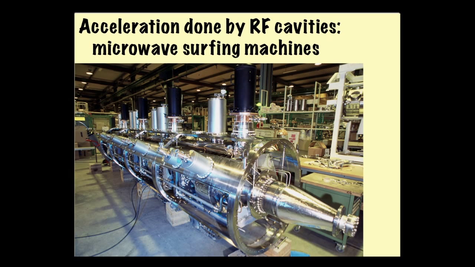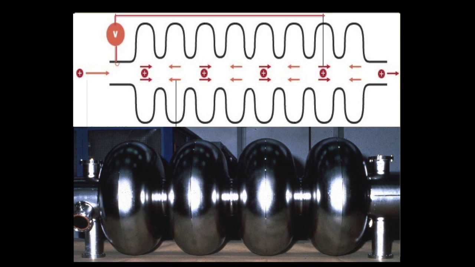What they do is they use microwave surfing machines. So they have the protons, they get the protons to surf on waves of electric field generated using microwave cavities. So think of these as your microwave oven linked together. Very carefully built microwave ovens linked together, and instead of your slowly oscillating 60 hertz that comes out of your plug, they have a voltage that oscillates 400 million times a second.